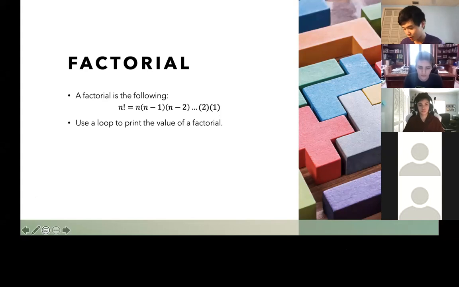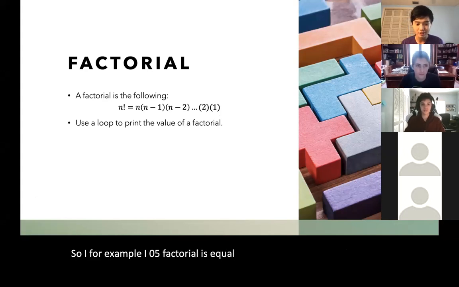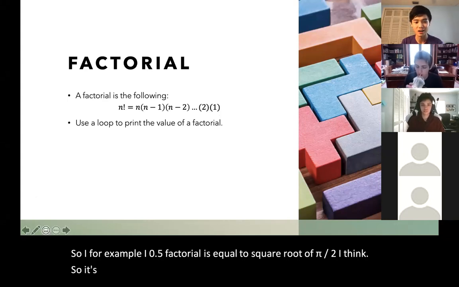So for example, I believe 0.5 factorial is equal to the square root of pi divided by 2, I think. So it's really complex to calculate those.